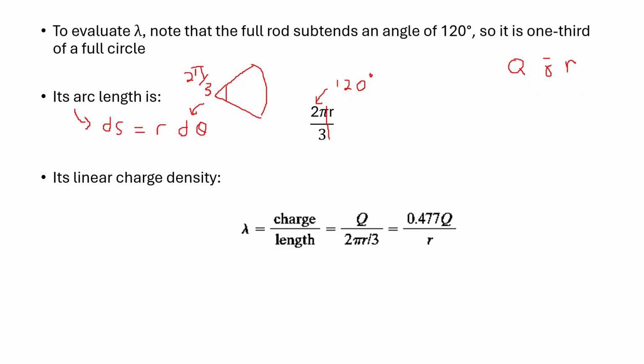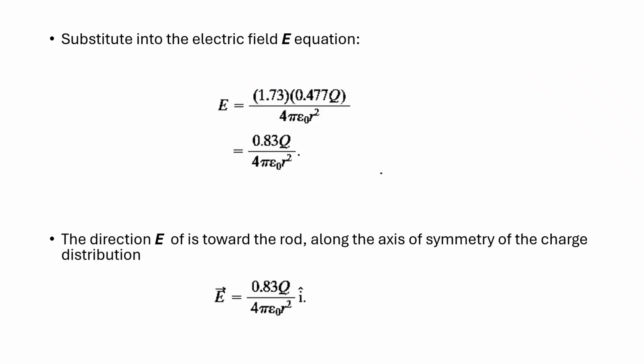Then substitute in the line charge density. The formula for line charge density is charge over the length. So you have Q over 2 pi R over 3, the arc length here. Then you get the equation 0.77 Q over R. Substitute into this electric field term, then you get 0.83 Q over 4 pi epsilon naught R squared.